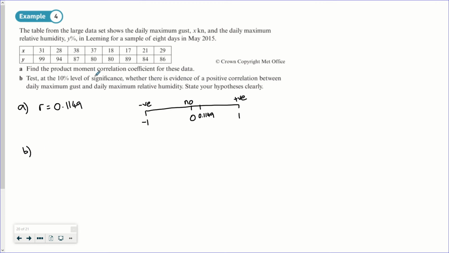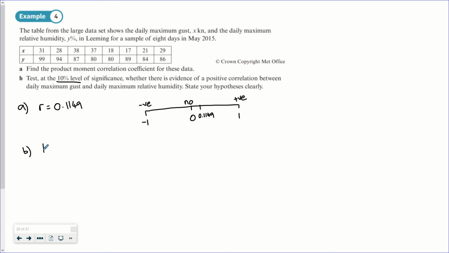In part B, we're asked to test at the 10% significance level whether there's evidence of a positive correlation between these two data sets. So we want to work out, is this value of r far enough away from 0 towards 1 to convince us that the population correlation is different from 0, is positive.